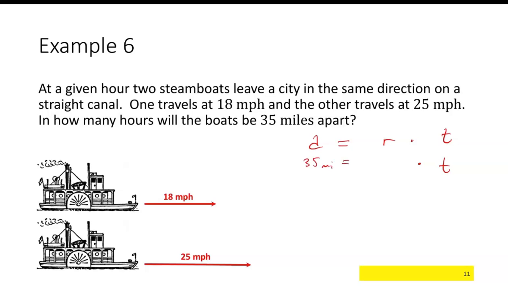And as far as the rate, if one's traveling 18, the other's traveling 25, that means the one is traveling 7 miles per hour faster than the other. So if we want to figure out how long it takes for them to get apart, we're looking for that distance in the rate. So in this case, the rate I'm looking at is the difference between those two rates, so 7 miles an hour. And then if I divide, 35 divided by 7 is 5 hours.